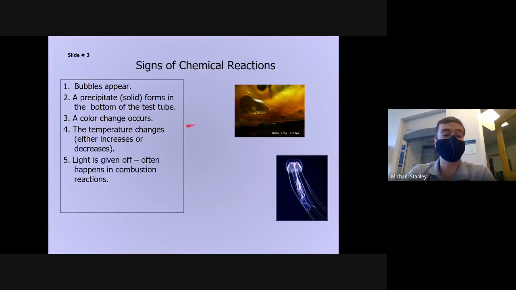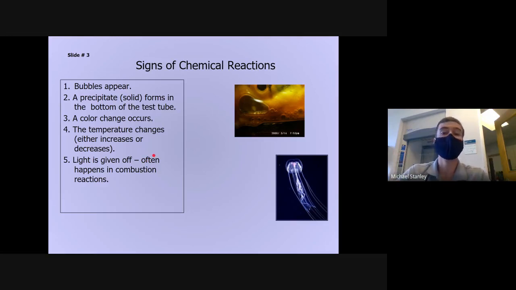Light can also be given off during a chemical reaction. So with the burning that we talked about, when you set something on fire, that produces a lot of light because the burning of the fire releases those flames, and the light is part of the chemical reaction. So the light from the flames is a sign that a chemical reaction is happening between the heat and the wood and the oxygen around it.